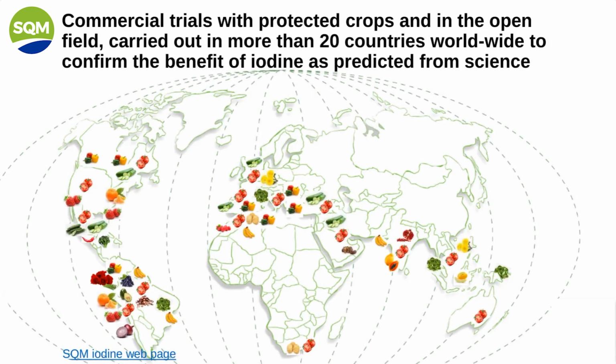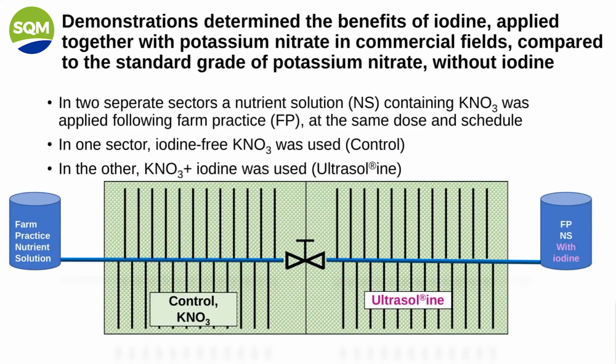But still, to make sure that the benefits which we predict based on science actually also bring benefit to growers, we did commercial trials with protected crops and in the open field in more than 20 countries worldwide to test these benefits of iodine as predicted from science for the farmer. For this, we did very simple demonstration trials to make it as easy as possible for the growers to apply the iodine. So we asked growers if they had two different sectors or greenhouses where they could separate the nutrient solutions going to these sectors.